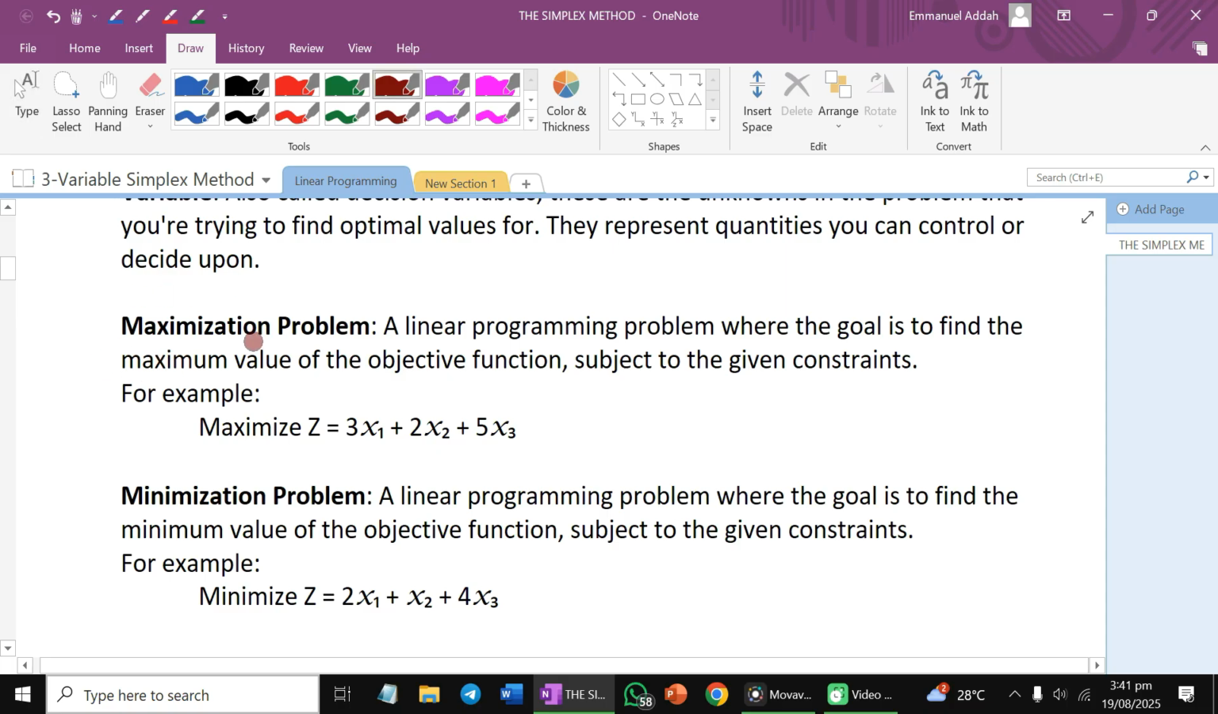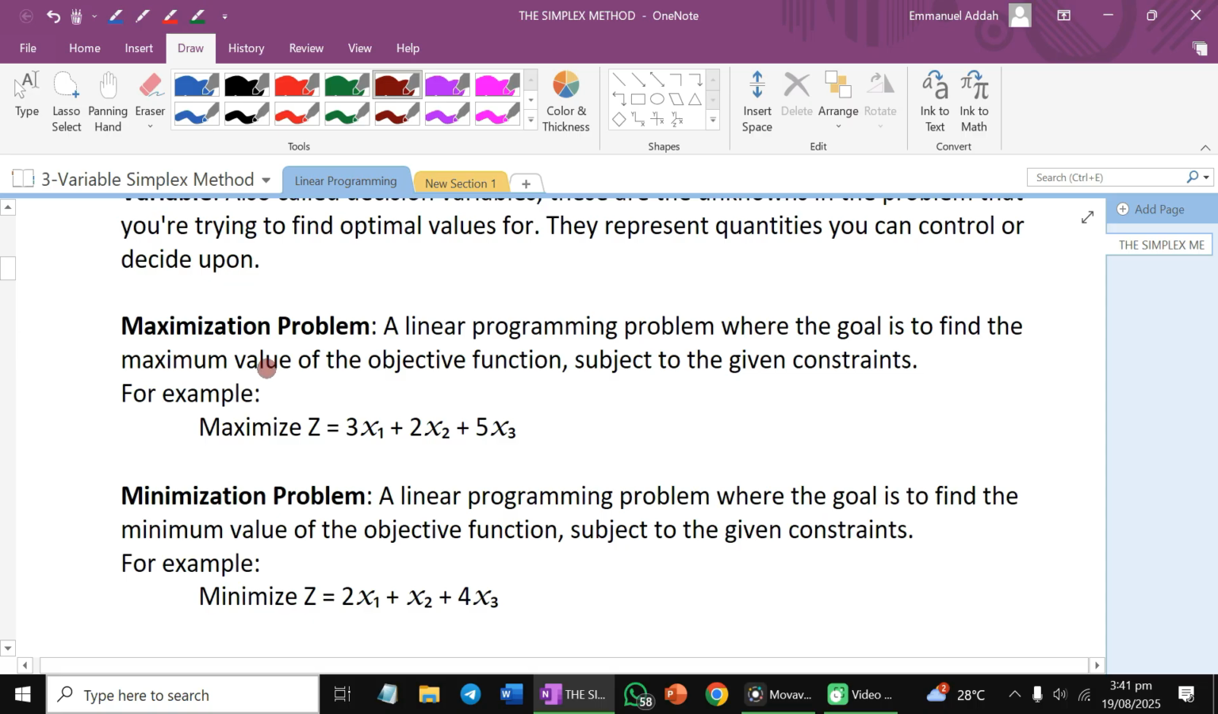There are two types of linear programming problem. You either have a maximization problem or a minimization problem. A maximization problem is a linear programming problem where the goal is to find the maximum value of the objective function, subject to the given constraints. For example, we have maximize z equals all this. So you maximize profit. Then you minimize the cost of operation, cost of production. That's where you have a minimization problem. But there's a way of converting a minimization problem to a maximization problem before solving. We'll get to those in other videos.